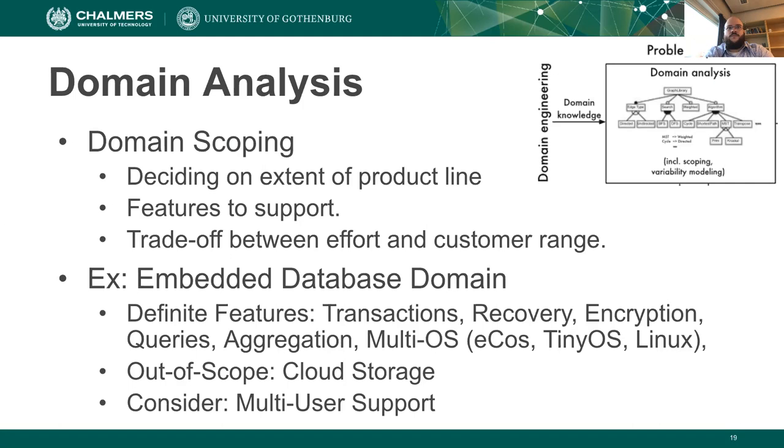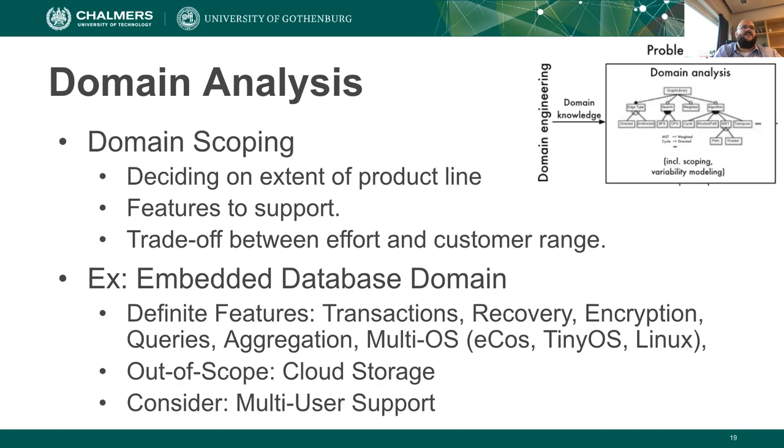For example, if our domain is embedded database systems, we might decide which hardware architectures we're going to support from all embedded architectures out there. Do we support ARM processors? Do we support ARM and RISC processors? And so on. So during domain scoping, the domain experts, your developers, are going to collect information about the target domain. For example, they might go out and analyze existing systems in this area. We then are going to decide on the limits of our product line.